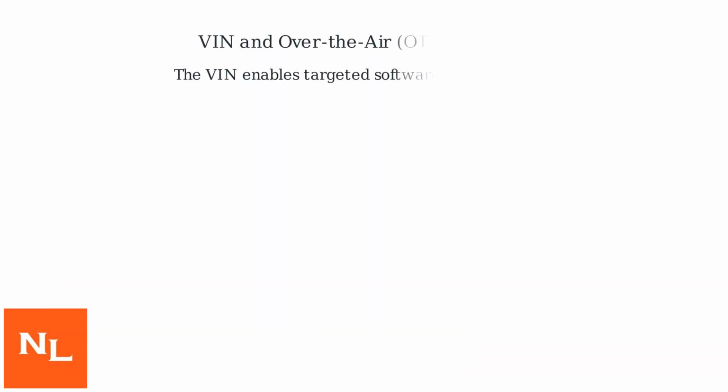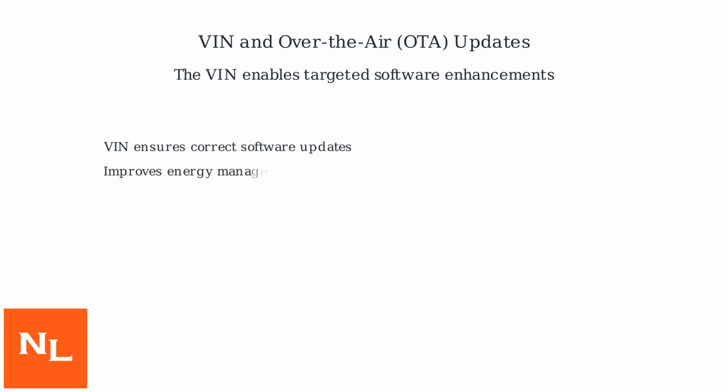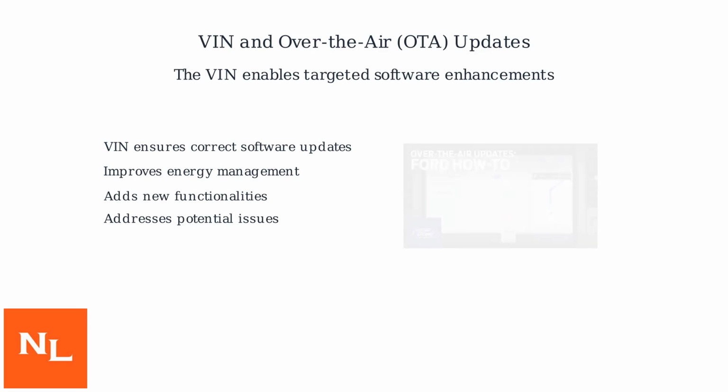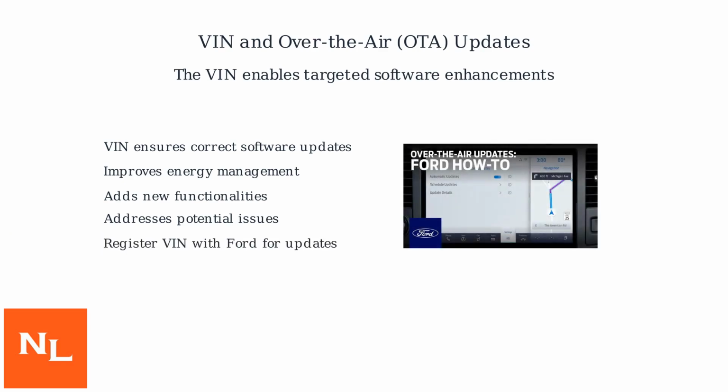The VIN is crucial for receiving targeted over-the-air updates. Ford uses your VIN to ensure your vehicle receives the correct software and feature enhancements. These updates can improve energy management, add new functionalities, and address potential issues. Ensure your VIN is registered with Ford to receive these important updates.